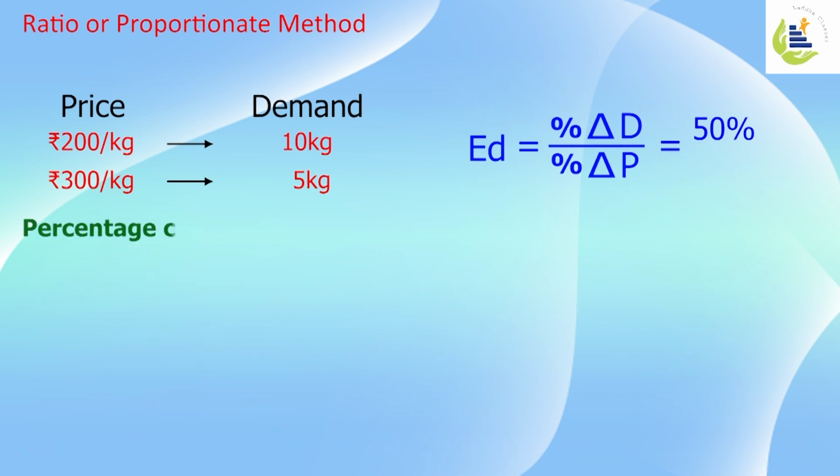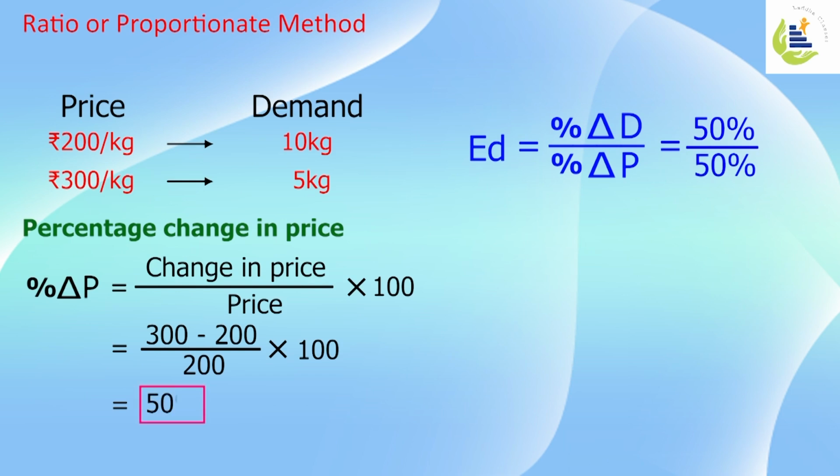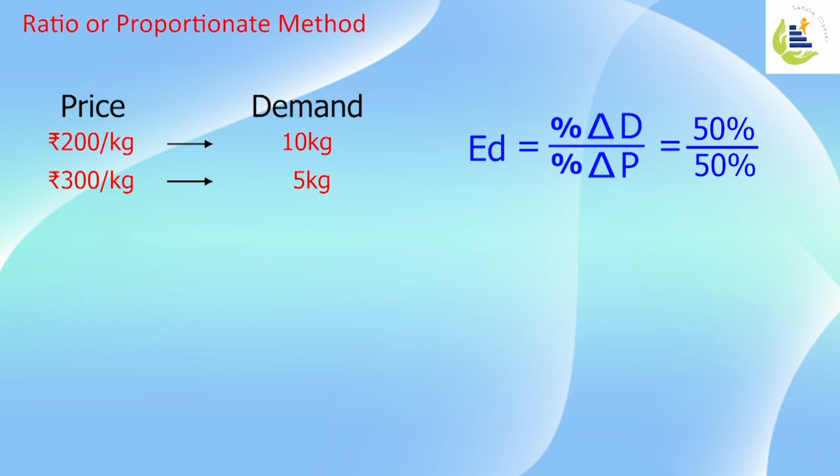What happens for price? It earlier was 200 rupees, now it has gone to 300 rupees. So percentage change in price will be change in price over original price into 100. So it's new minus original upon original into 100. So it's 300 minus 200 upon 200 into 100. If I simplify this, I get 50% as a change in price. So what do I notice? Change in demand, 50%. Change in price, 50%.